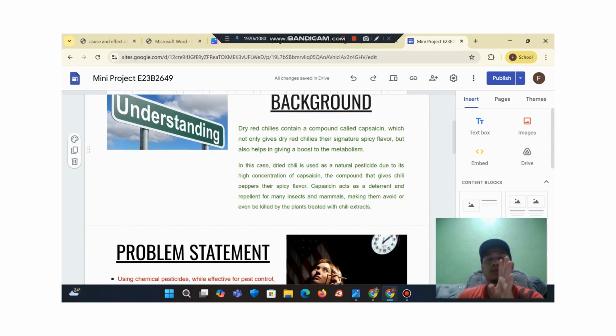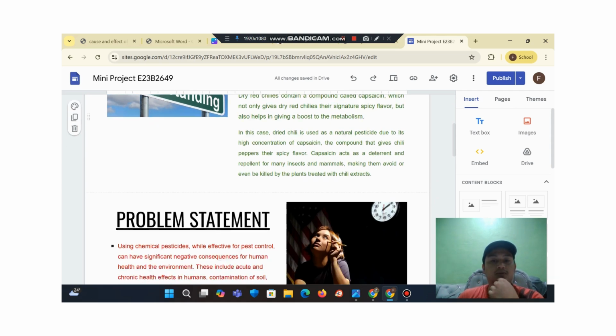Now, in this case, what I can present is using capsaicin as a pesticide, due to its high deterrent and repellent effect on many insects and mammals, making them avoid or even be killed by the plants treated with chili extracts.